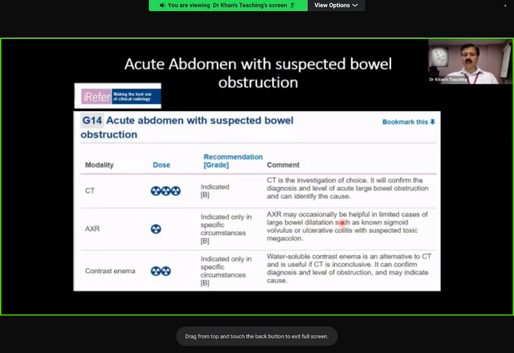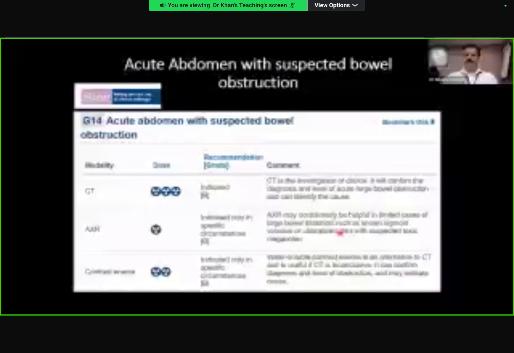Both of them they will ask you in the viva. Sigmoid volvulus take-home point is a plain film diagnosis. And the examiner is going to ask you, once you diagnose it on a plain film, what will you do next? And your answer will be, that's it. As far as imaging is concerned, you will just tell the surgeon that this is your diagnosis. There is no role of doing a CT. You should be confident enough.